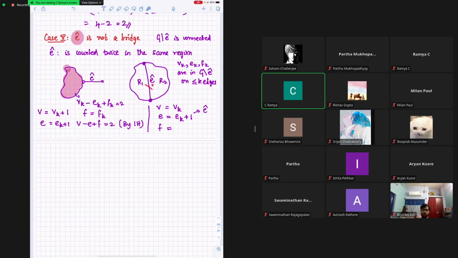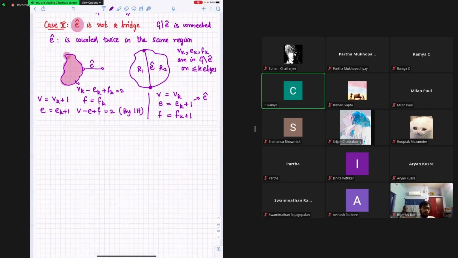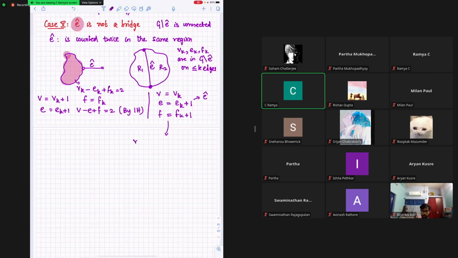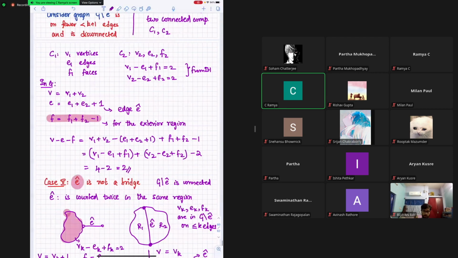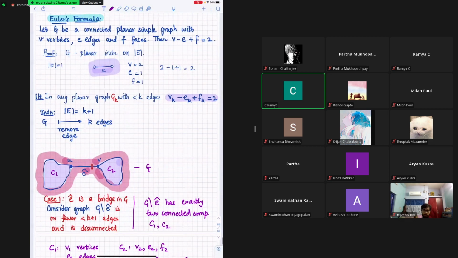Now after I remove this edge, what were initially two regions will now be merged into one region. Right? So the number of regions has gone down by 1. In other words, what can you say about the number of faces in this graph? F_k plus 1. Is this clear to everybody? So then again from this also you will get the relation. So this is the proof that does not involve the constructive argument.